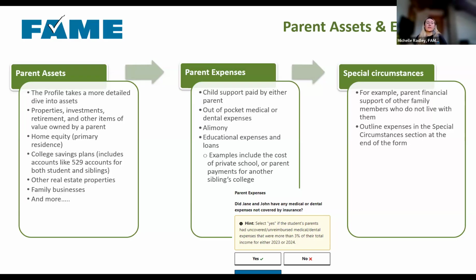The form will also ask about parent expenses. So, this is kind of the give and take of the CSS Profile where, yes, they are asking for more detailed answers about assets. They do ask for more information about expenses and special circumstances. So there is a little bit more leeway on the form to provide information about that, which in itself is pretty great. So it will ask about child support paid by either parent, as well as things like alimony, but also asks questions about out-of-pocket medical or dental expense.